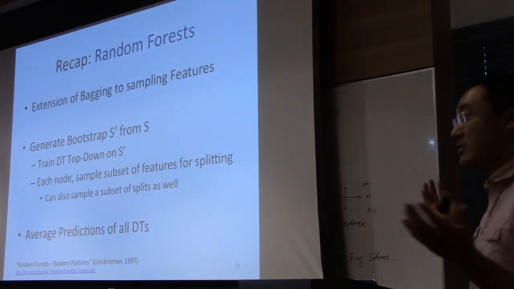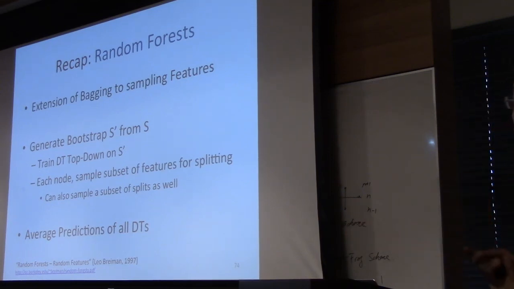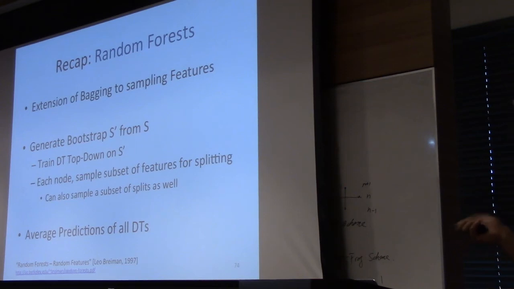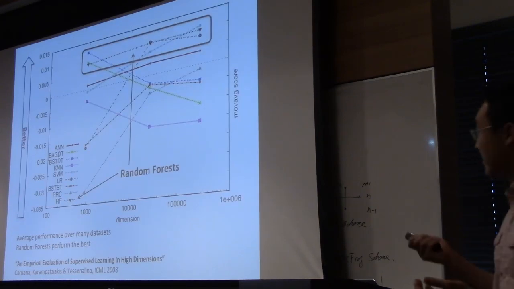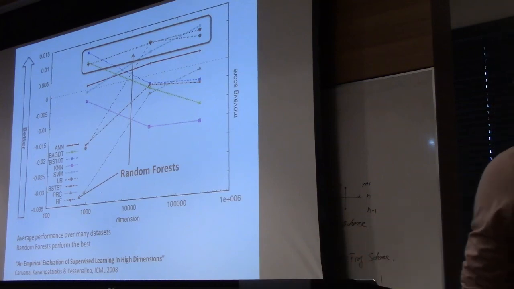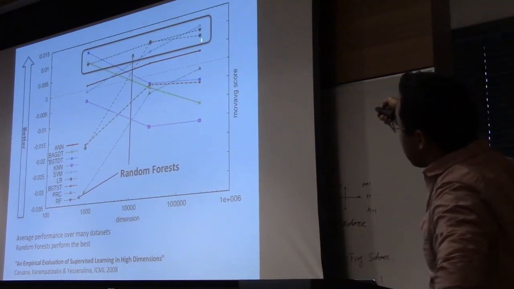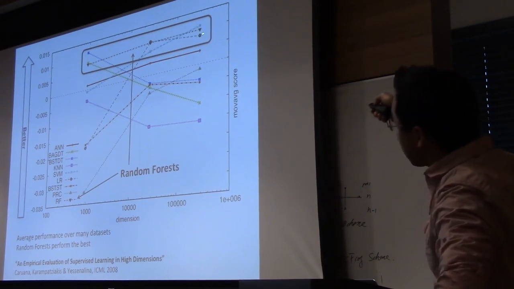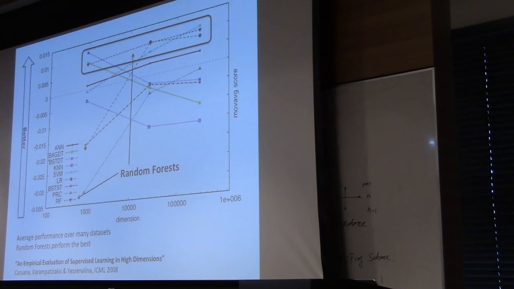Just to recap random forests, it's an extension of bagging to sampling features as well as training examples, right? So at each node, we only look at a subset of features. You can also subsample splits as well, and you average the predictions. And so this plot I pulled from this paper, which is an empirical evaluation of supervised learning algorithms. The take-home point I want you to take away from this plot is this brown line, which is random forests. And it does very well in practice.